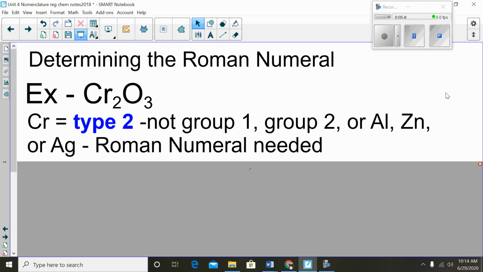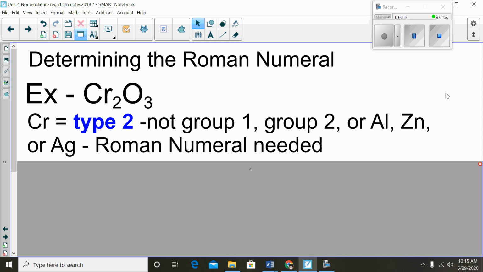Determining the Roman numeral. This is the most difficult part of your type 2 naming because it does involve an algebraic equation to solve this correctly every time. So a lot of you are going to look at this and think that there's an easier way to do this, and that easier way only works some of the time. So if you follow the algebra, you will have the correct Roman numeral every time. So let's give this a try.